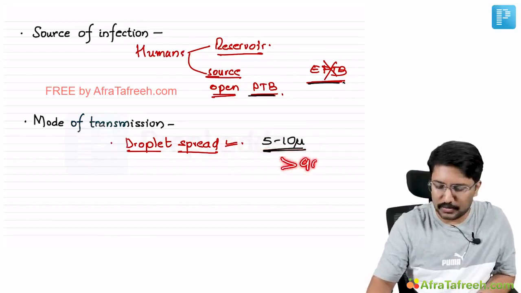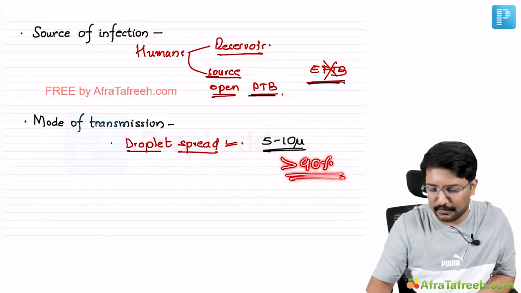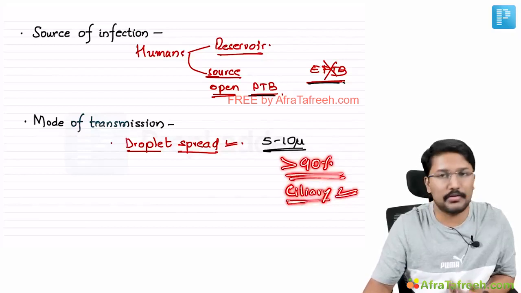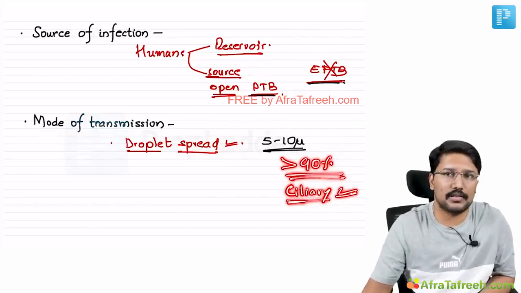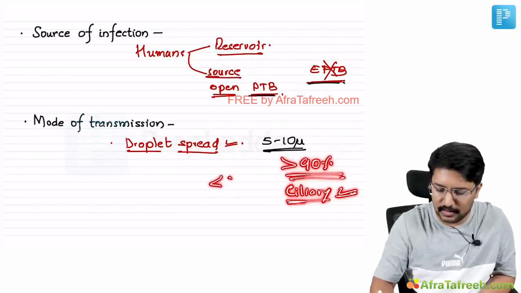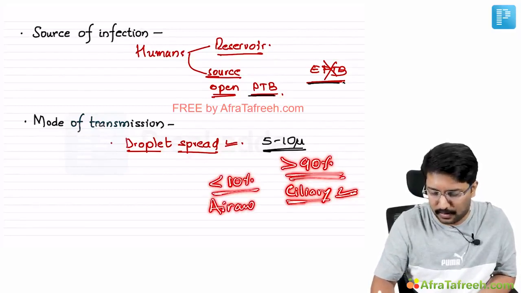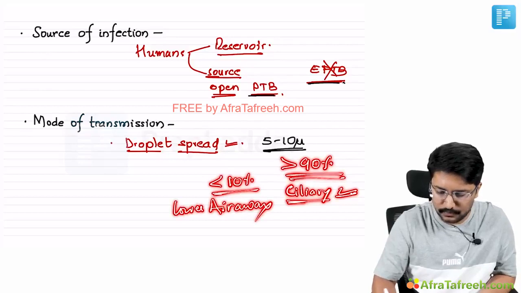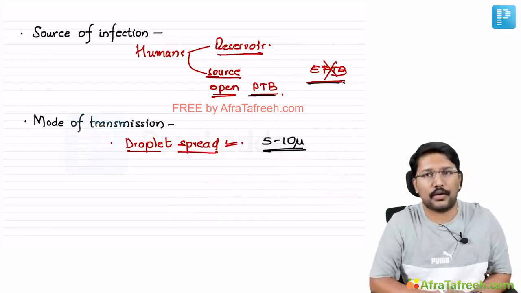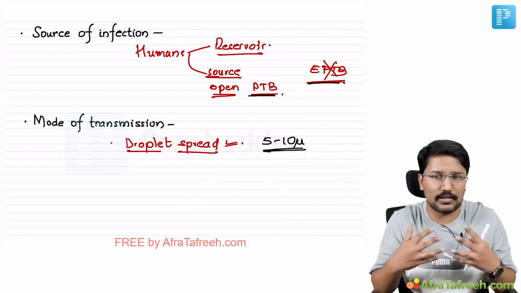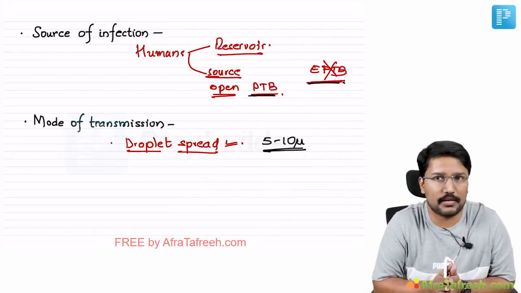So more than 90% of these droplets are filtered out by the ciliary conveyor belt. So cilia clear more than 90% of these droplets. So less than 10% of the droplets will make their way into the lower airway, right? Okay, so once they are inoculated into the lower airway, they can cause the parenchymal infection, right?